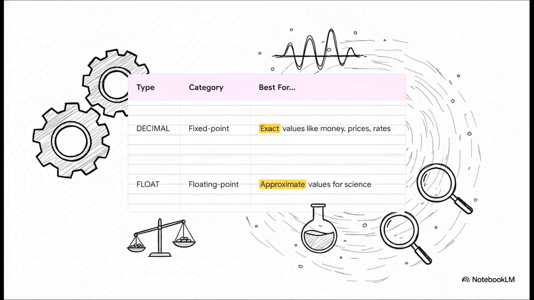Now what about numbers with fractions? Here we've got 2 very different kinds of materials. On one hand, you have decimal. Think of this like a precision-engineered part for a Swiss watch. It stores the exact value, which is why it's the only choice for anything financial. Then you have float and double. These are for approximate values, which makes them great for things like scientific measurements where tiny little rounding differences are totally fine.